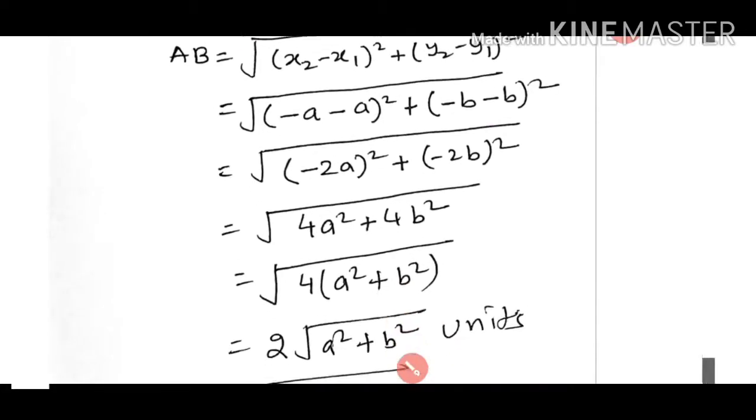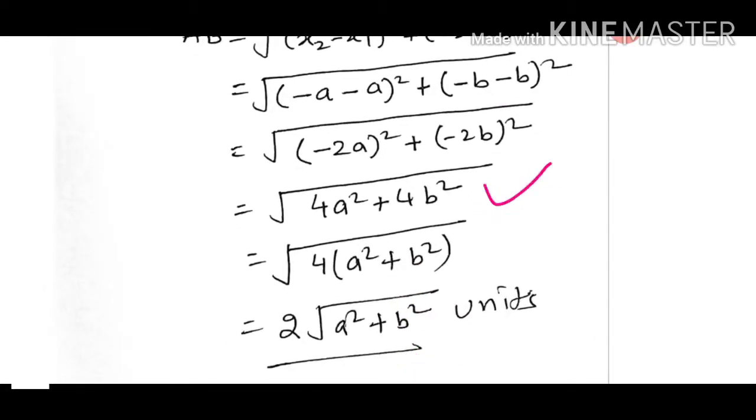Look here, you will square and get root of 4a square plus 4b square. That 4 you take common, you will get root of 4 times (a square plus b square). The square root of 4 is 2, so you can write here 2 root of a square plus b square.